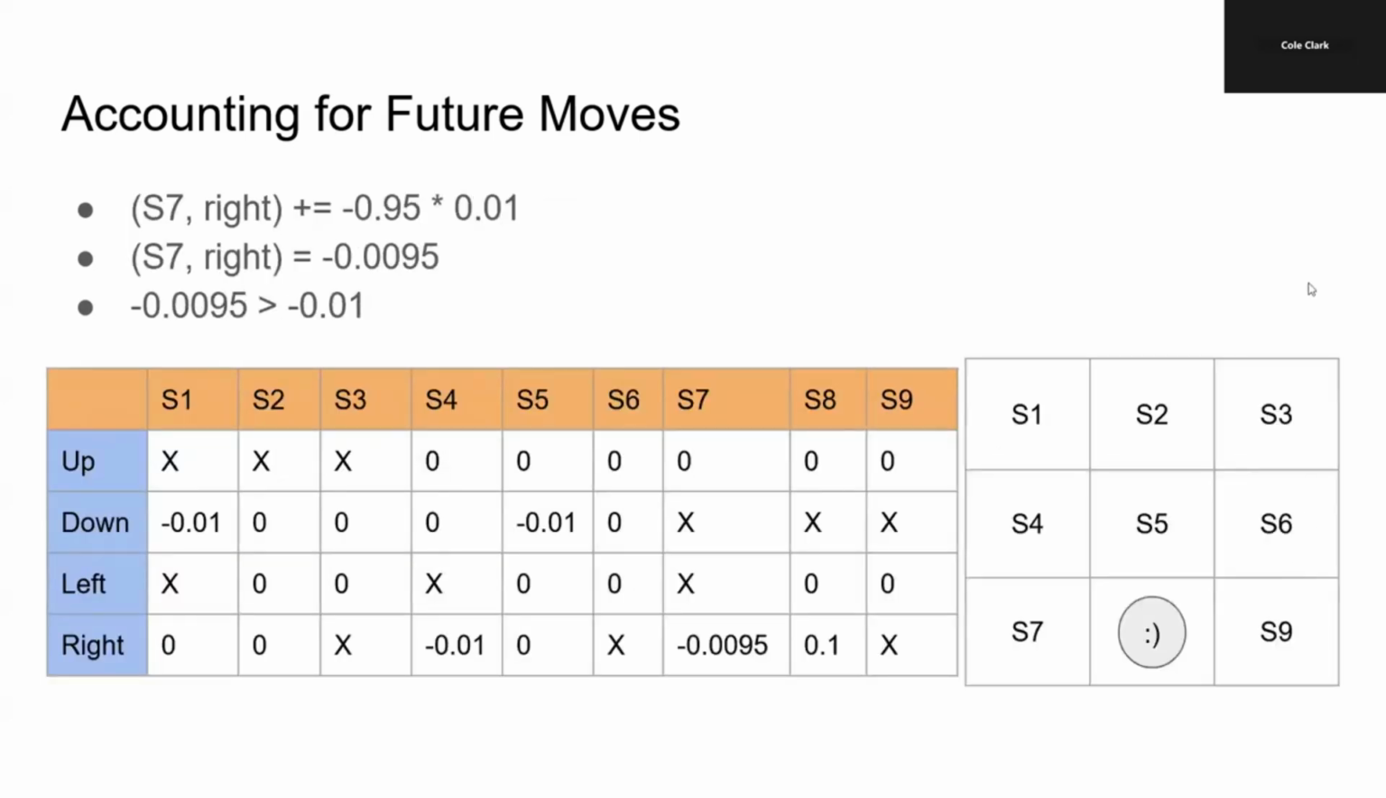We take this value and multiply it by the learning rate of 0.01, and then add this value to the previous Q value. Moving right from state 7 now has a Q value of -0.0095. This value is slightly better than -0.01, which would have been the Q value without including the next best move.